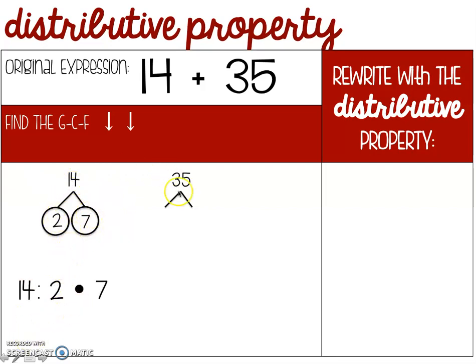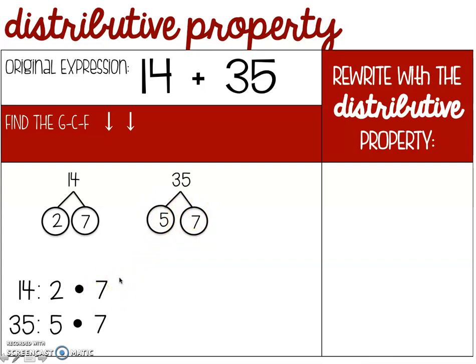Okay, now I'm going to go over here and work out my 35. Two things I can multiply together to give me 35 are 5 and 7. 5 is prime and 7 is prime. So I'm finished. I'm going to come down here and write my prime factorization for 35. The prime factorization for 35 is 5 times 7.